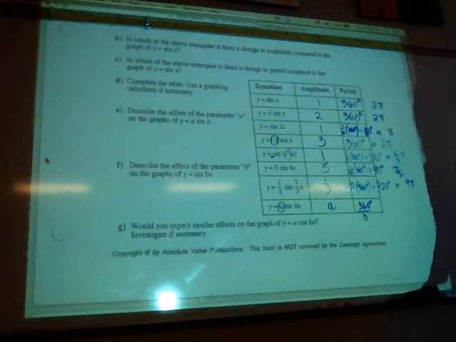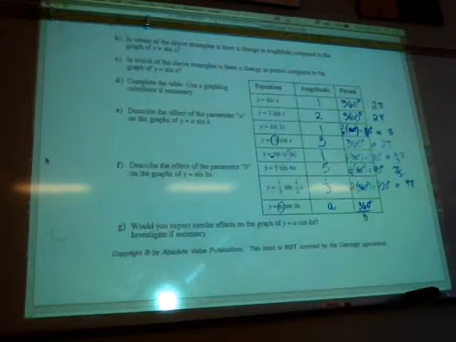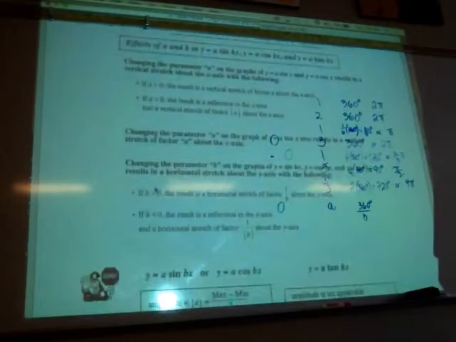Would you guys think the same effects would take place for cosine? Let's take a look. Our amplitude was 1, so if I multiplied by a vertical stretch factor, would it have the same impact as sine? Yeah, it'd stretch. Okay, and then the period is also 2 pi, so if you multiplied by a horizontal stretch factor, it would either shrink it or stretch it. So yes, part G, cosine would react very similarly.